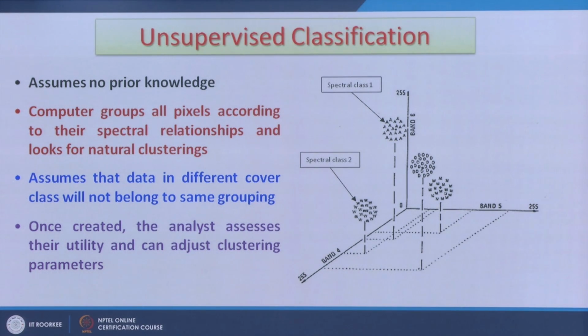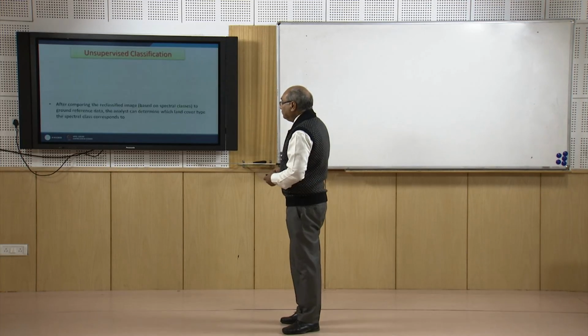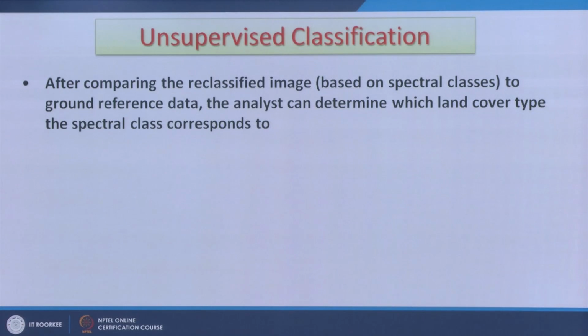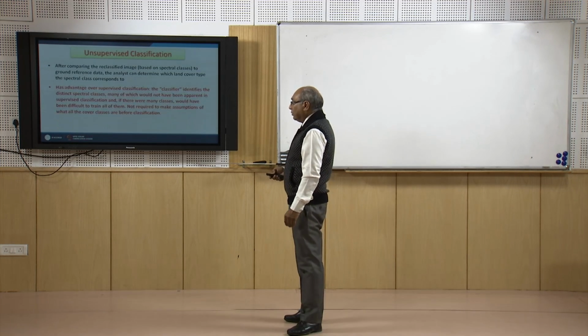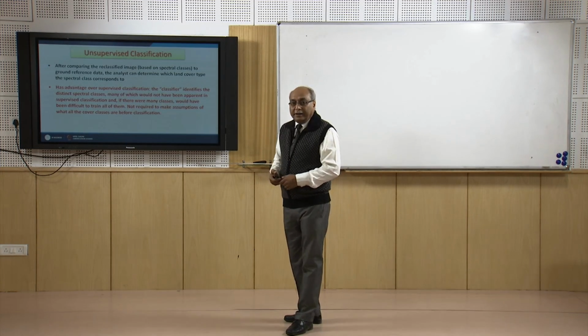So later on, once we realize that a water body or bare soil is being classified along with the sand bodies, some adjustment can be introduced if I am sure that the computer is wrongly classifying. Based on their spectral characteristics, these things can be adjusted later. After this comparison is done, the image is reclassified based on the spectral classes to ground reference data. The analyst can determine which land cover type the spectral class corresponds to.